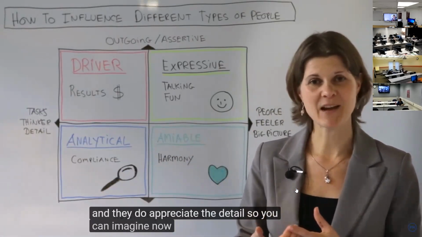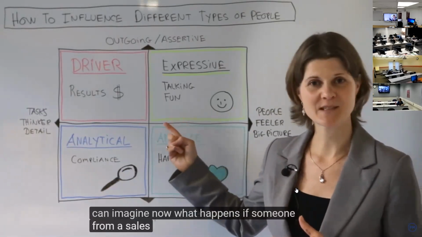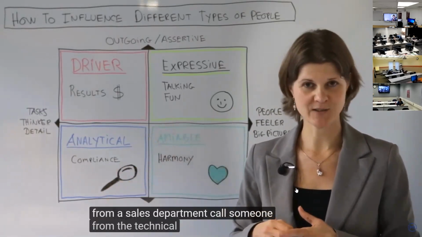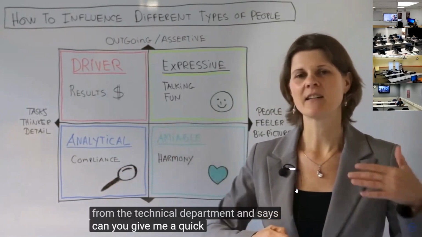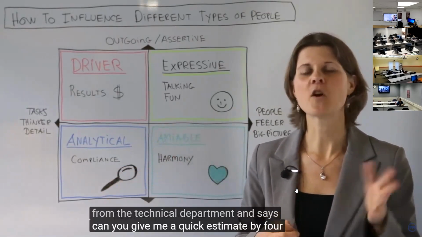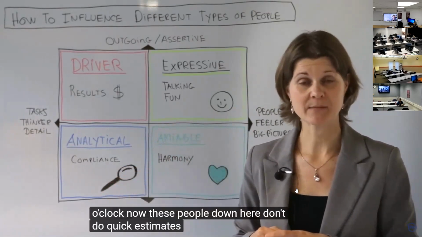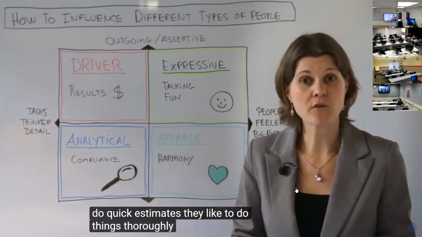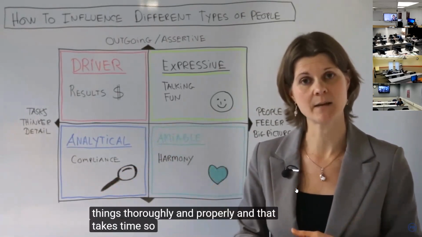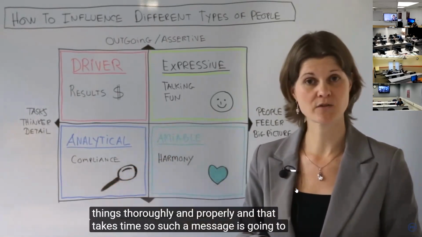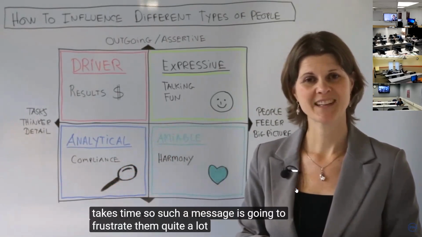So you can imagine now what happens if someone from a sales department calls someone from the technical department and says, can you give me a quick estimate by 4 o'clock? Now, these people down here don't do quick estimates. They like to do things thoroughly and properly, and that takes time. So such a message is going to frustrate them quite a lot.